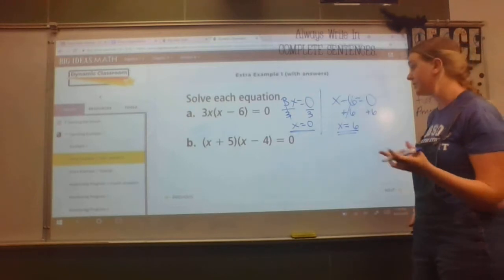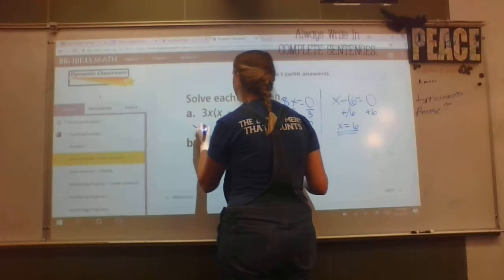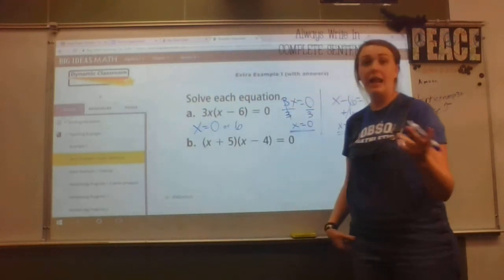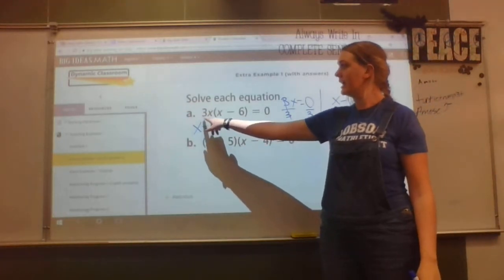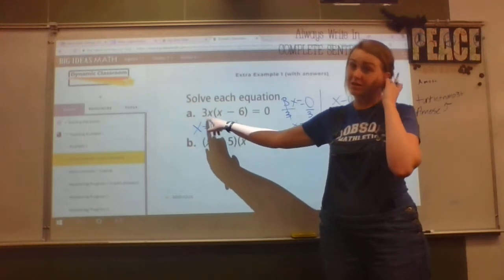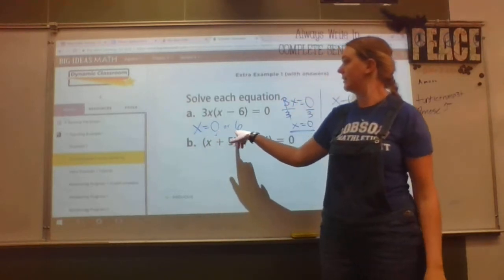So I have two answers that I think should work in here. X can equal 0 or it can equal 6. And I'm going to really quick plug this in to make sure that's true. If I plug in 0, I get 3 times 0 times negative 6. 3 times 0 is 0. 0 times negative 6 is 0. Yeah, that one worked.